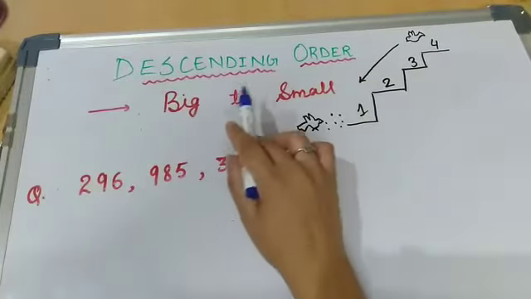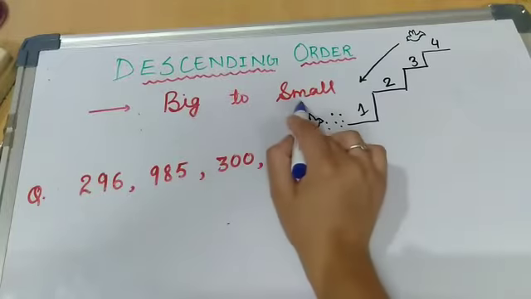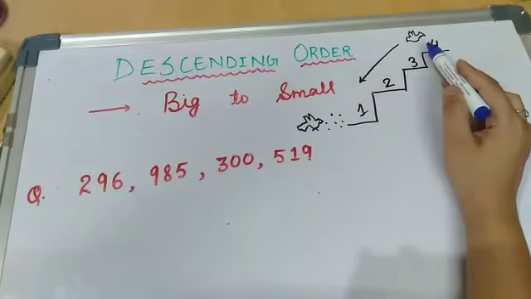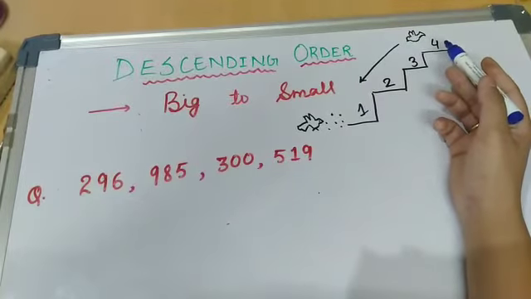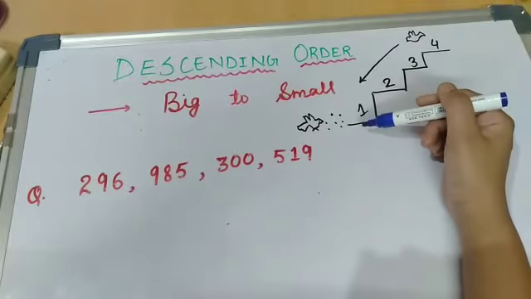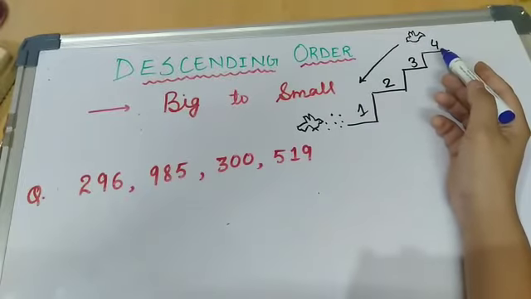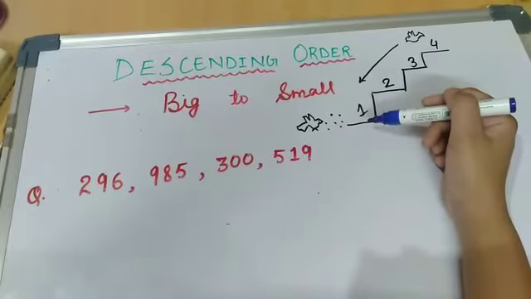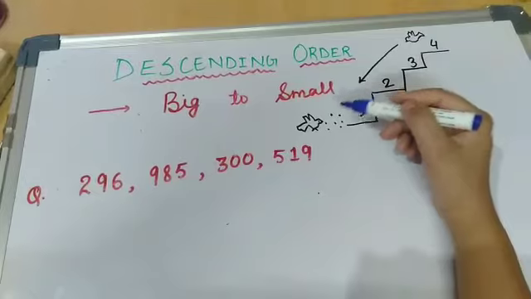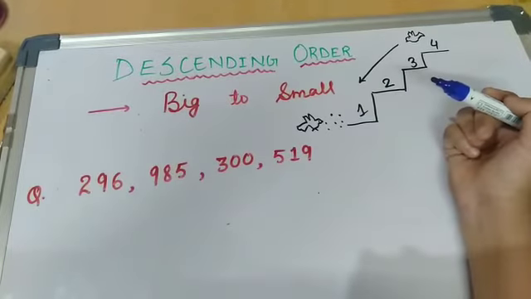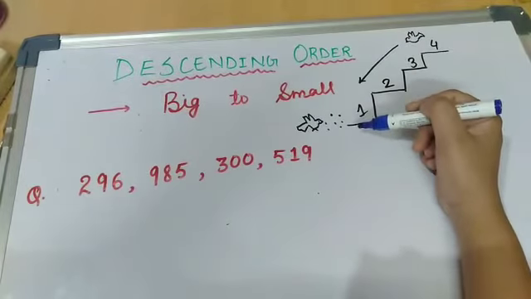Now let us learn the descending order. Descending order means moving from big to small. See, here little birdie wants to eat the grains, so she will move from big number to smaller number, okay? She is here, she will move downwards, okay? For how many steps she has to jump? She has to jump 4, then 3, 2, 1. Then she will meet her friend and eat the grains. Okay, this is the descending order from greater number to smaller number.